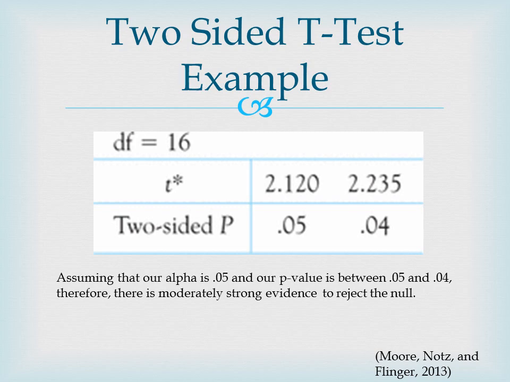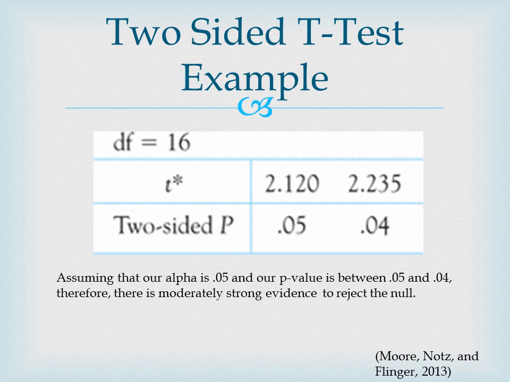Using the t-table, we would locate 16 degrees of freedom and move to the right until we find an interval that captures our t-statistic, which in this case is 2.12 to 2.235. These numbers correlate with a p-value between 0.05 and 0.04.